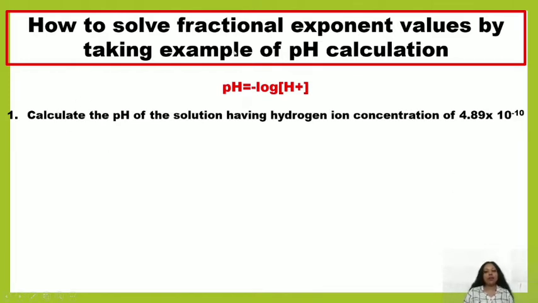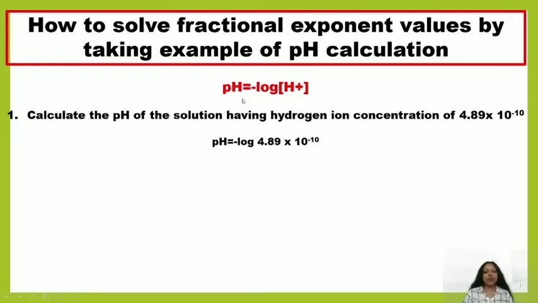So there is a formula to calculate the pH, and that is a very simple formula which is equal to the minus logarithm value of concentration of hydrogen ion. Correct? So we will start from a question to calculate the pH of a solution having hydrogen ion concentration of this much. Correct? So if you know the formula, you will do it in a few minutes. But let's explore every step. Correct?